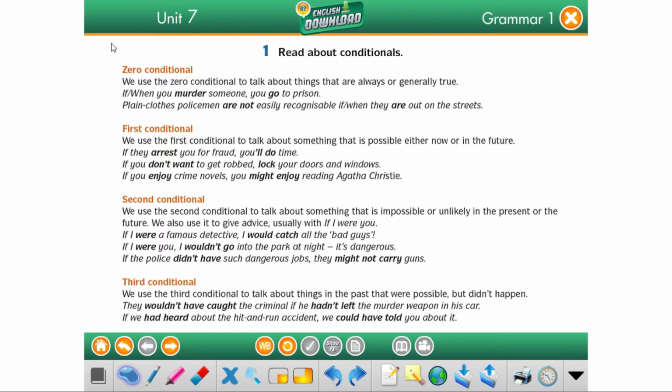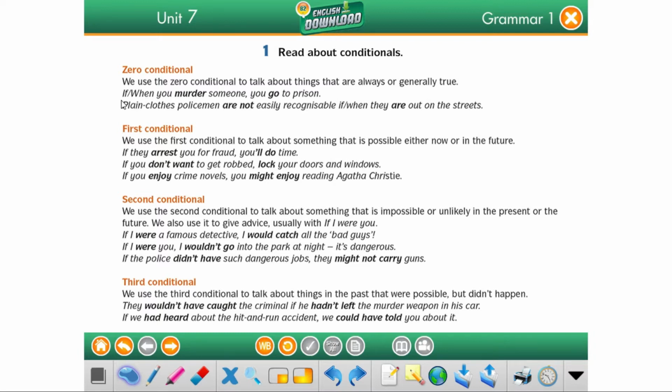This is a review about these conditionals because we have seen them before, and it's pretty easy. Well, in my opinion, conditionals are one of the easiest topics to learn. So let's start with the zero conditional. Remember that we use the zero conditional to talk about things that are always or generally true.